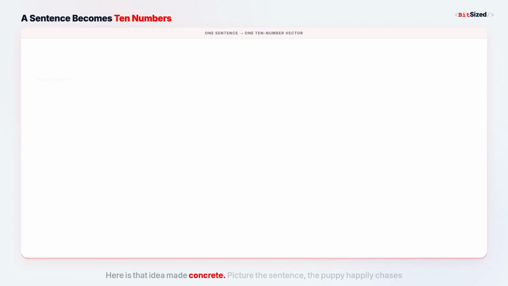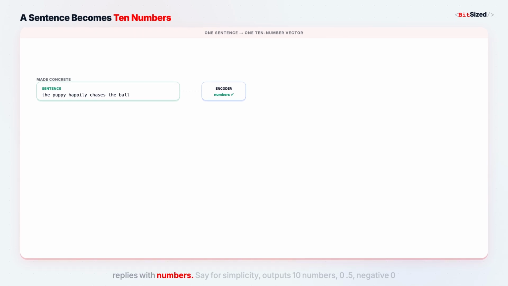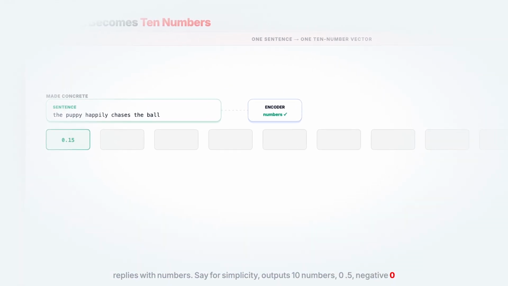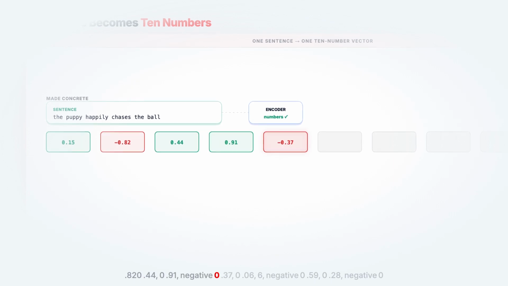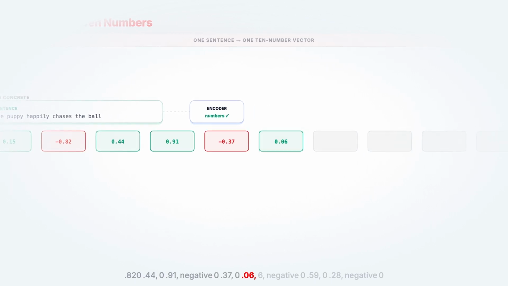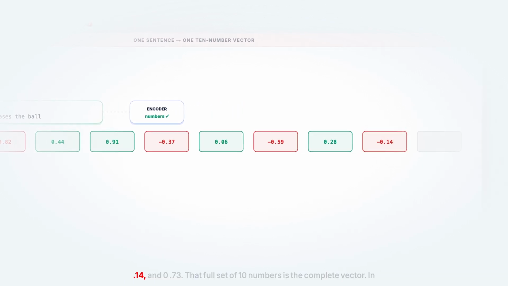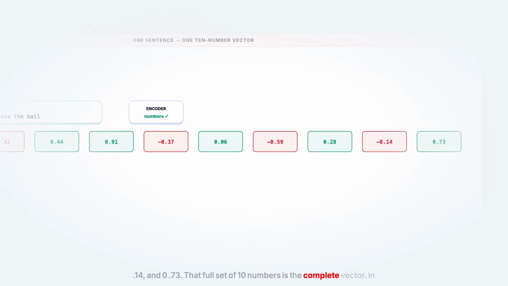Here is that idea made concrete. Picture the sentence, "The puppy happily chases the ball," going into an encoder model. The model does not reply with words, it replies with numbers. Say, for simplicity, it outputs 10 numbers: 0.5, negative 0.82, 0.44, 0.91, negative 0.37, 0.06, negative 0.59, 0.28, negative 0.14, and 0.73. That full set of 10 numbers is the complete vector.